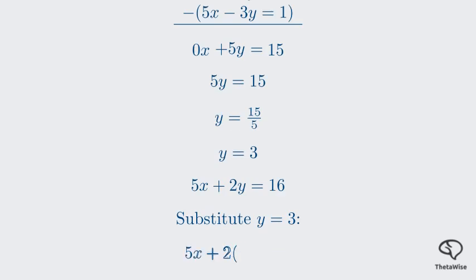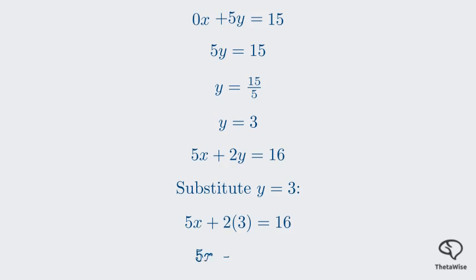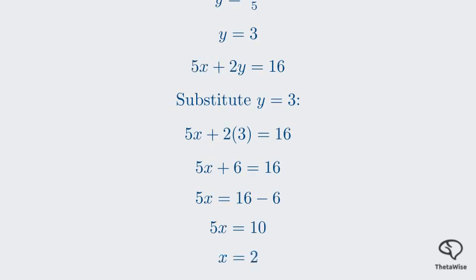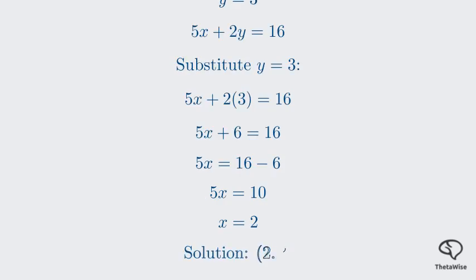Substituting y equals 3 gives us 5x plus 2 times 3 equals 16. This is 5x plus 6 equals 16. Subtract 6 from both sides to get 5x equals 10. Then divide by 5 to find that x equals 2. So the solution to this system is the point (2, 3).